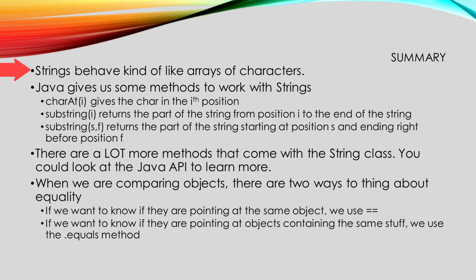In this video, we learned some new things about strings. We learned about the charAt method that we can use to get a single character out of a string, and the substring methods that can return sections of a string. Strings in Java support a lot of other methods, and you can find them by looking at the Java API. We also learned about how equals comparisons differ for reference variables and the difference between == and the .equals method.